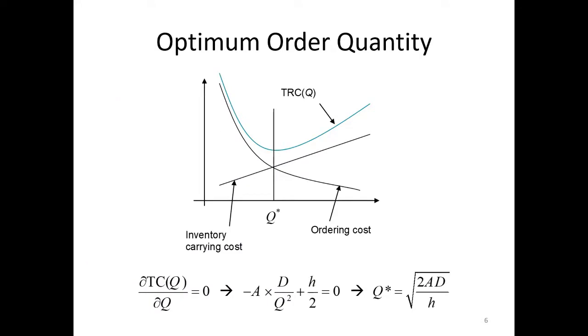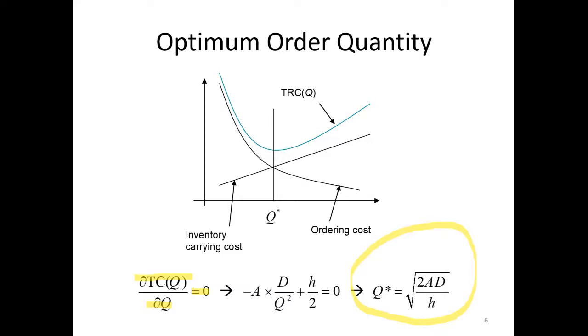Now, based on simple calculus, if you want to find the minimum value for the total cost, all you do is differentiate the total cost function with respect to the value of Q, which is the decision variable in our case, and then equate that to 0. This will give you a very simple formula that gives the optimum order quantity, denoted here as Q star. It's the square root of 2AD over H.